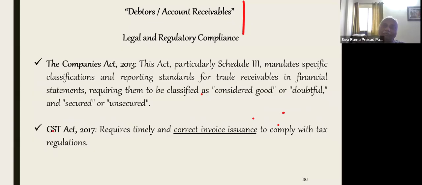The Companies Act is also there. The debtors or account receivables are to be properly mentioned in the balance sheet. Provisions are also to be made properly. Once the provisions are made properly, then only the losses, if incurred, can be set off against the provision.